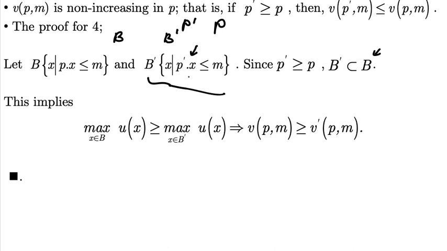Logically speaking, the second set is in the first set, so the first set is B. The second set here, perhaps here, B prime. Why? Because now it's relatively more expensive. With the same amount of income, the set of bundles that you can have is less than B.